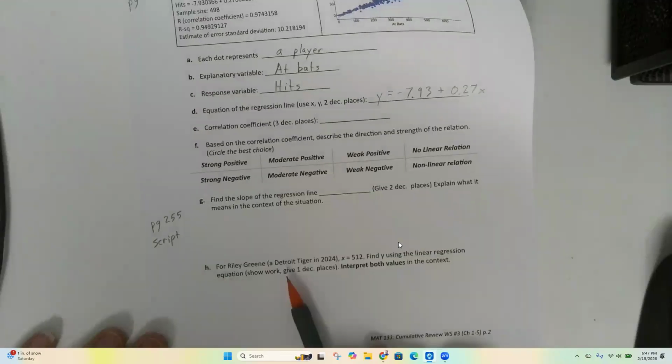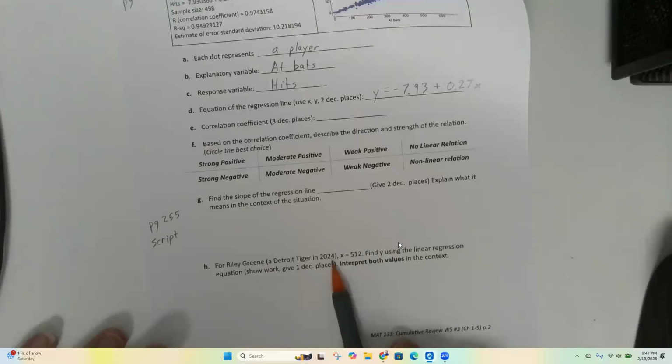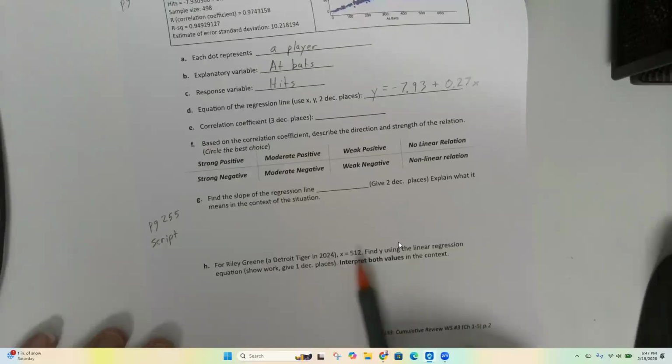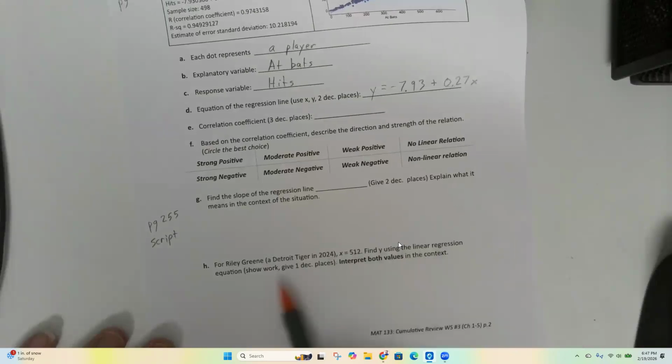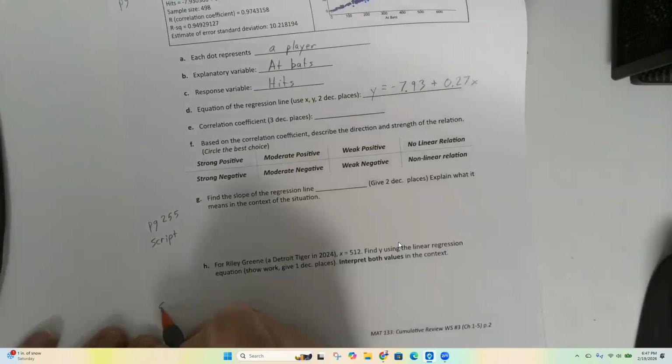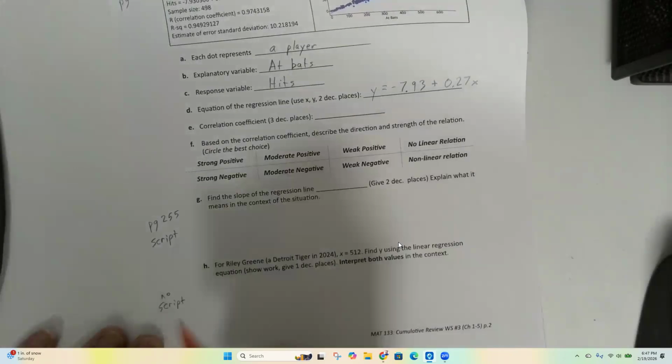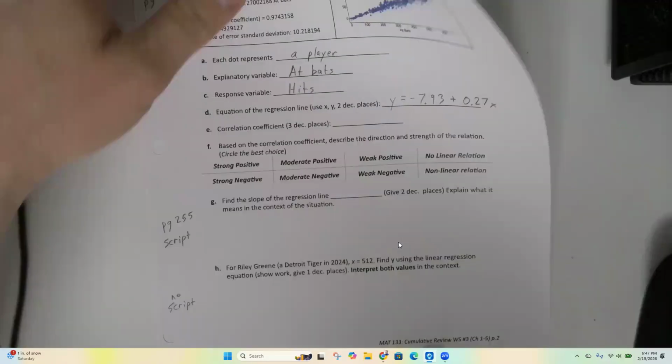For Riley Greene, a Detroit Tiger in 2024. I'm not sure, I think he still is. X is 512. Find the y using the linear regression equation. Interpret both values. There's no script for this. Just use logic. Okay. Oh, he is. Yeah, still a Detroit Tiger.